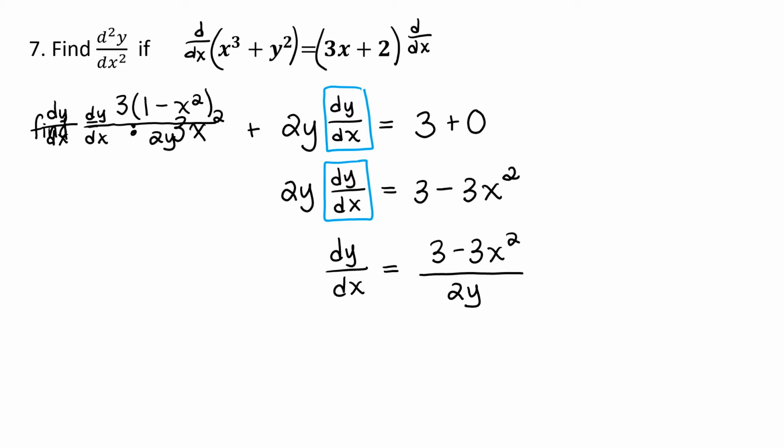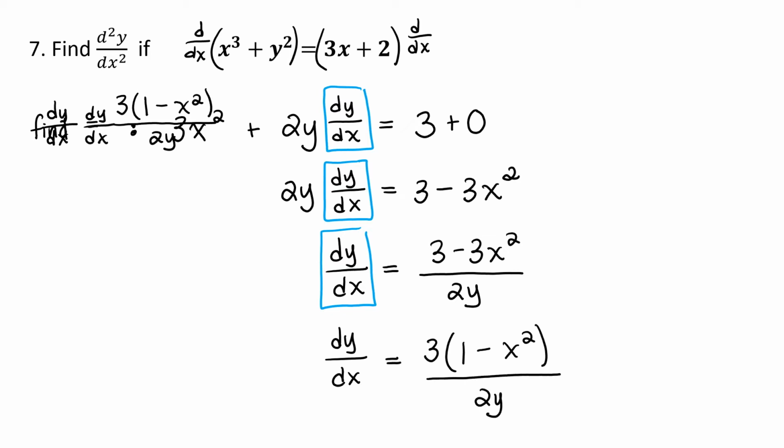And then let's factor out a 3. So dy dx is equal to 3 times 1 minus x squared over 2y. And that is our dy dx. But we're not done. We need to find the derivative of this with respect to x. But we'll definitely need some more space.